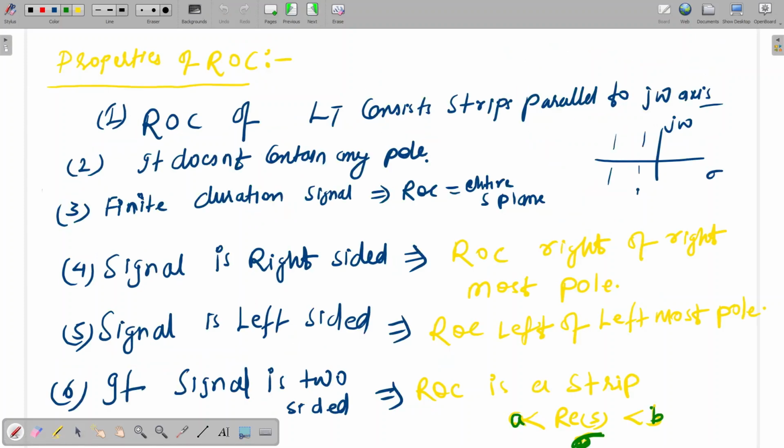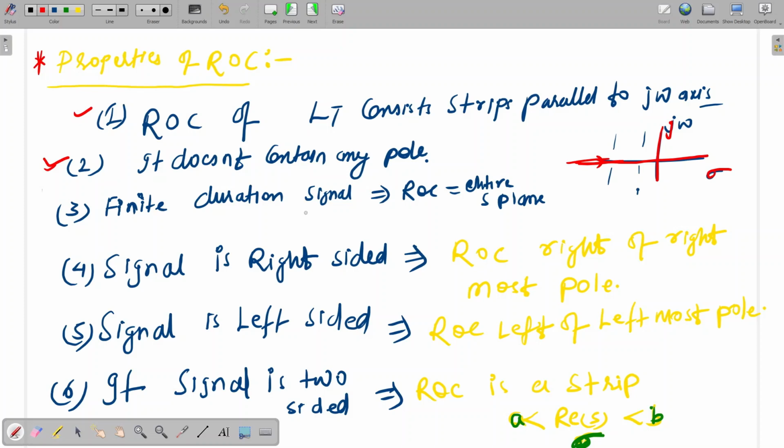So here I have written some properties for region of convergence. This also we have to memorize. The properties of the ROC of the Laplace transform: first, it consists of a strip parallel to the j omega axis. So this is sigma and this is the j omega axis, so the ROC will be a strip, a range on the sigma axis. This is the first property. Second, it does not contain any pole, so it will avoid the poles. This is the second.